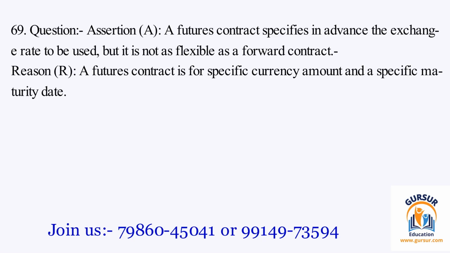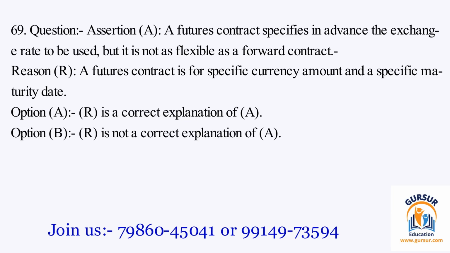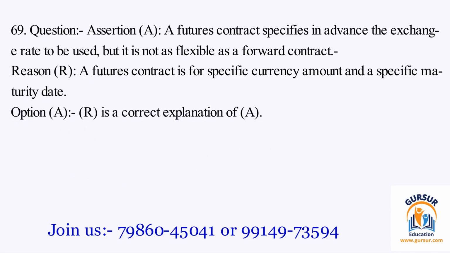Question number 69. Assertion A: A futures contract specifies in advance the exchange rate to be used. But it is not as flexible as a forward contract. Reason R: A futures contract is for specific currency amount and a specific maturity date. Option A is R is a correct explanation of A. Option B is R is not a correct explanation of A. Option C is A and R are not related with each other. Option D is R is irrelevant for A. The right answer of the question is option A, and that is R is a correct explanation of A.